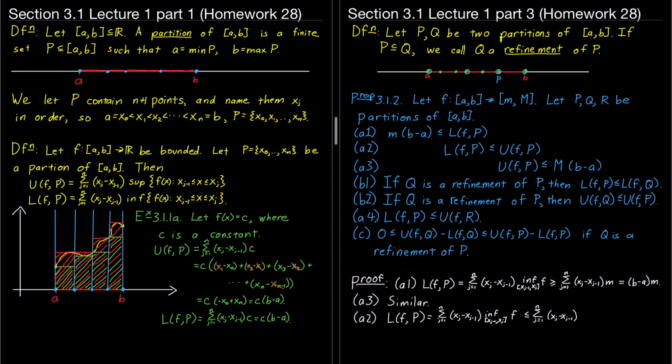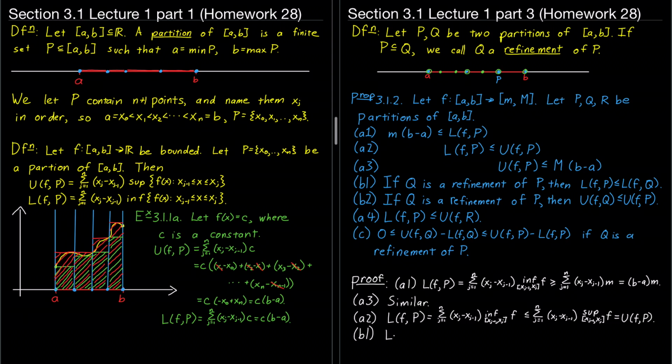And anytime you have a non-empty set, the infimum is less than or equal to the supremum. We know there's at least one point between xj and xj minus 1. There's at least one x in there. The supremum is bigger than f of x. The infimum is less than or equal to f of x. So we can just use the fact that the supremum is bigger than the infimum to show that the lower sum is less than the upper sum. Now part B is where things really get tricky, mostly because the notation is very difficult.